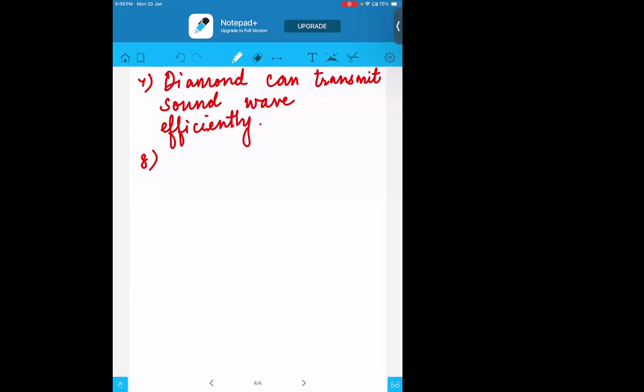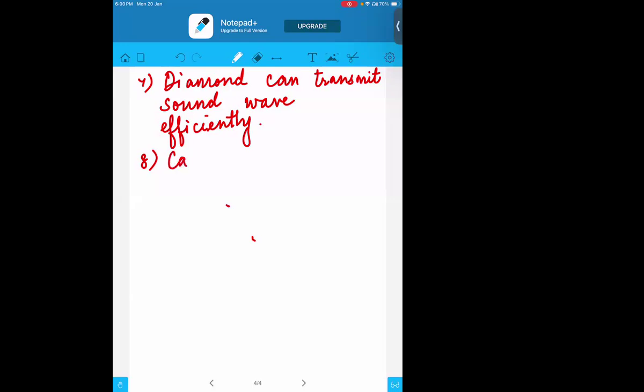And the last one is reaction with acids. Generally, non-metals will not react with the acid. Always the metals react with the acid and form a salt. But non-metals do not react with the acid.